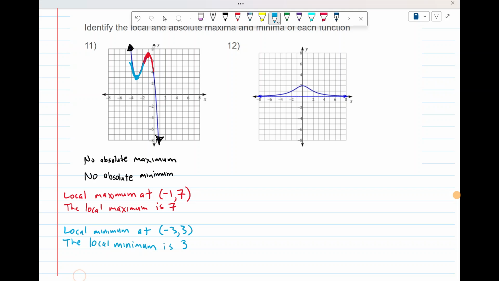And again, notice it is very important that you're able to trace numbers to the left and to the right of your local maximum and your local minimums, and we are able to do that. All right, let's look at the next one. Is there an absolute maximum? Is there a maximum value that this graph achieves? I would say yes. So there is an absolute maximum.